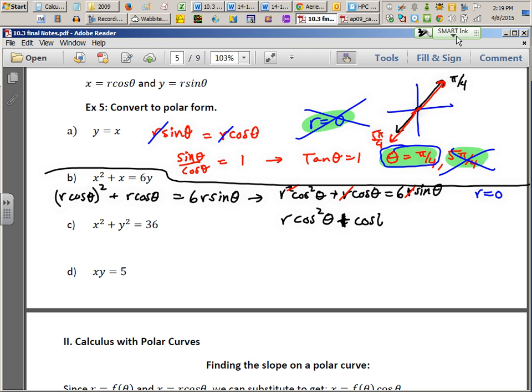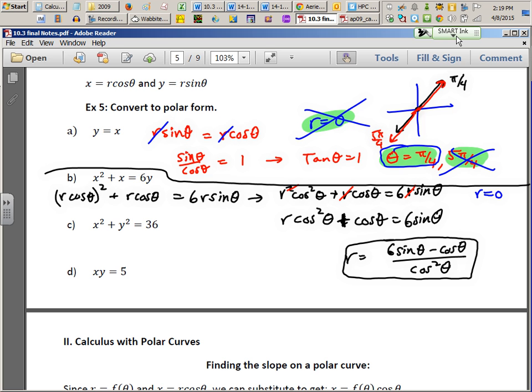So basically, this answer is a little awkward, but r is 6 sine theta minus cos theta divided by cos squared theta. That's awkward. But it turns out that there is a certain theta where this comes out to 0 anyway. So this does contain the r equals 0 case, so the r equals 0 is kind of redundant.